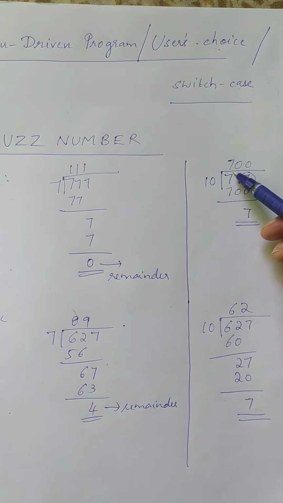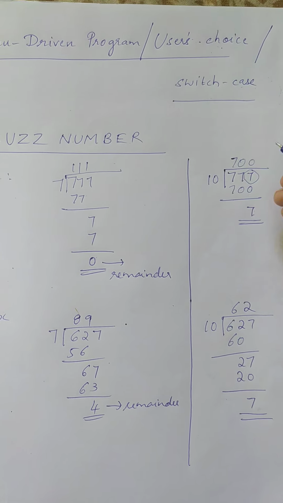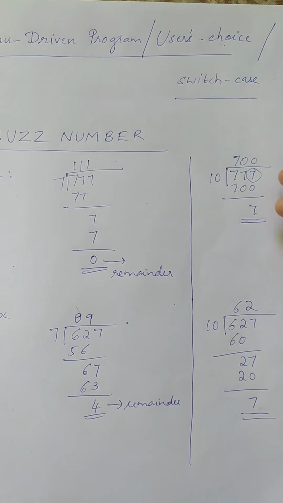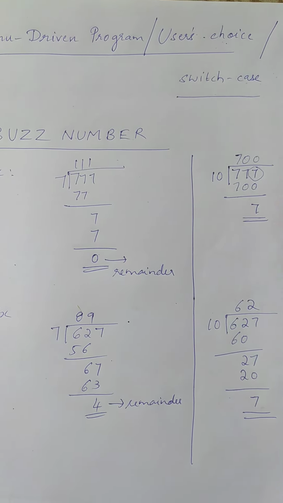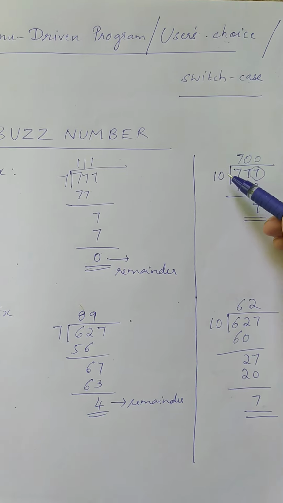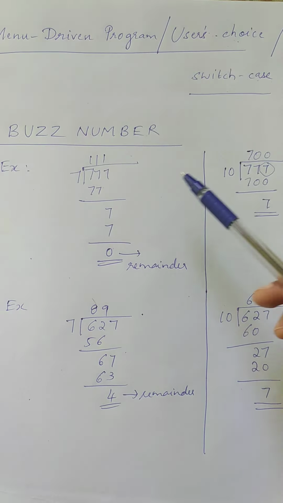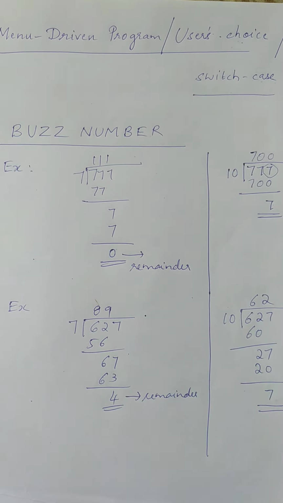If I divide it by 10, then only I will get the remainder as the last digit. Then only I can check whether the last digit is 7 or not. So I always want to separate the digits, and I want to divide by 10. If either of these conditions is true, you can call that number a bus number.